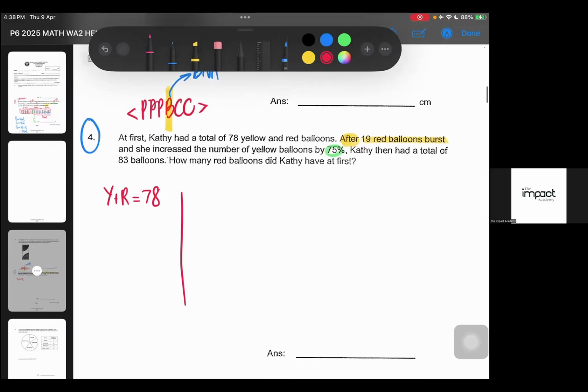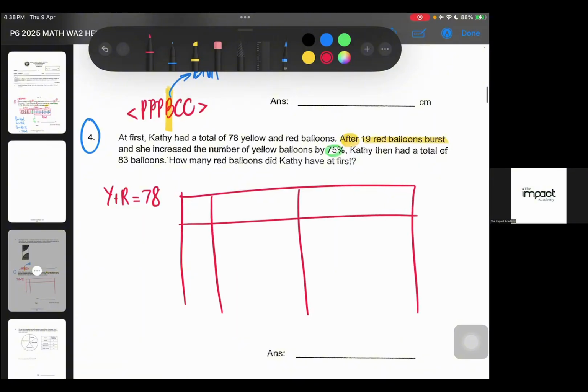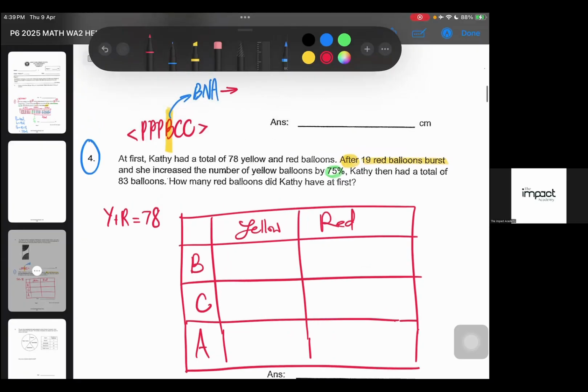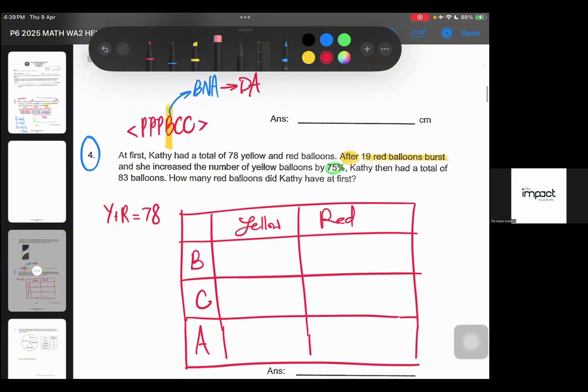So, because of that, what you're going to do is you're going to draw a table. I'll just say yellow over here first. Then we have a red over here, and we will have our before, we will have our change and our after. The moment it's before and after, you immediately draw a DAT. A DAT means draw a table. Now we know that the total is 78, so I will just have 78 written out there. How many balloons burst?